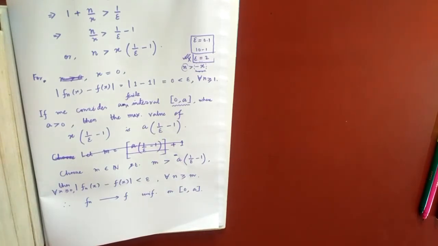If you remember, we used to do so many tests in sequence and series, no? There was a test, the D'Alembert's ratio test, with which you can easily say whether a series is convergent or divergent. So similarly, we have a test for uniform convergence. Let me write that test. So this is the test for uniform convergence.